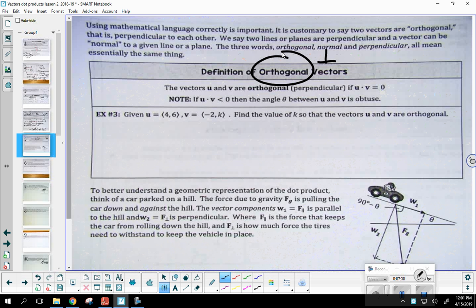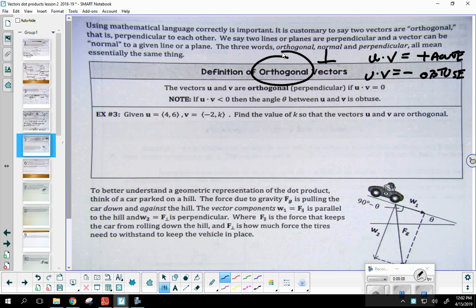And remember from your chart earlier in the lesson, if I multiply two vectors and I get a positive number, then we know the angle between them is acute. If I multiply two vectors and I get a negative, I know that the angle between them is obtuse. So what we're looking for, hopefully, is a 0. Well, this one says we got two vectors. U is equal to 4, 6, and V is equal to negative 2, k. It says find the value of k so that the vectors U and V are orthogonal.